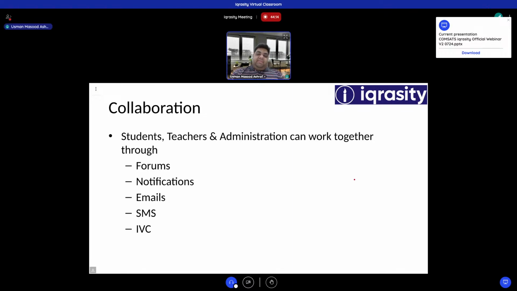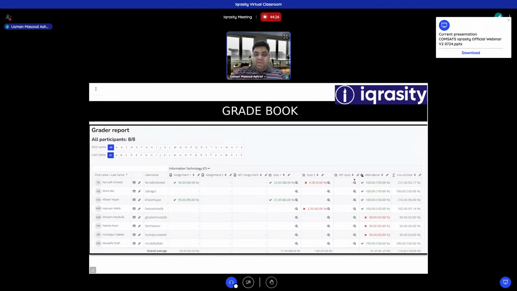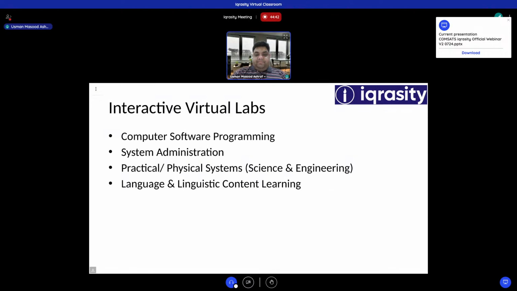So there are multiple forms of collaboration with teachers, administration, and other students. There are forums, emails, SMS notifications, and the virtual classroom. There is also a gradebook in which you will see, at the end of the course, how many marks you have got in each of the assignments and lab works, etc. You can also view them during the course as it is progressing.